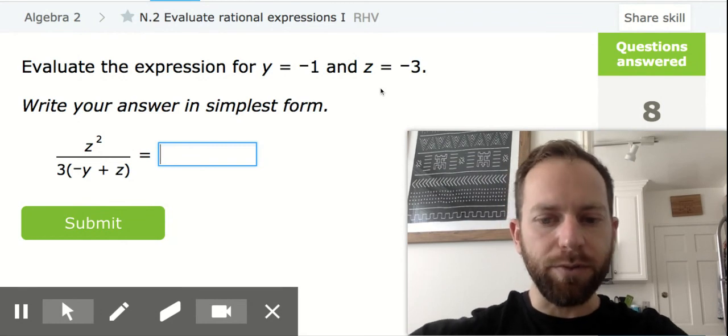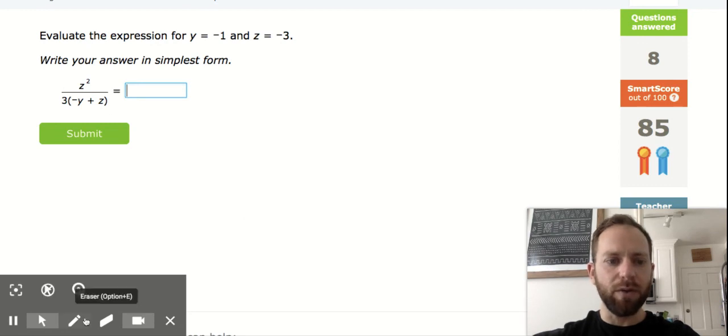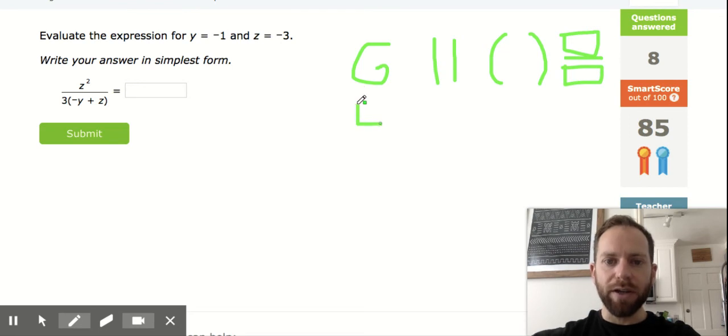All right, let me zoom out a little bit and see how high we are. So we're already at 85. All these are pretty similar. Just make sure you're following the order of operations, right? So first you have your grouping terms, like absolute value, or parentheses, or if something's in the numerator or the denominator, you can evaluate it first. And then you have your exponents, your multiplication and division, and your addition and subtraction.